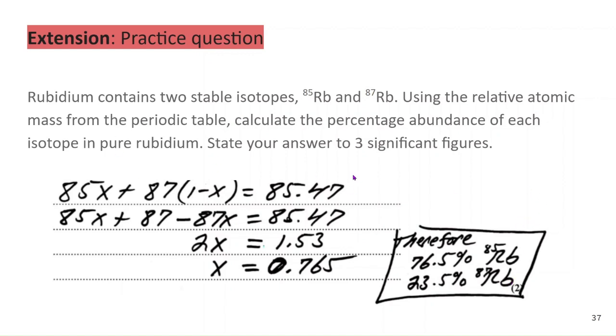So as you get these more difficult questions, remember that you can put an x and 1 minus x for abundances to represent what you're looking for, because you usually have enough information to create some sort of equation like this.